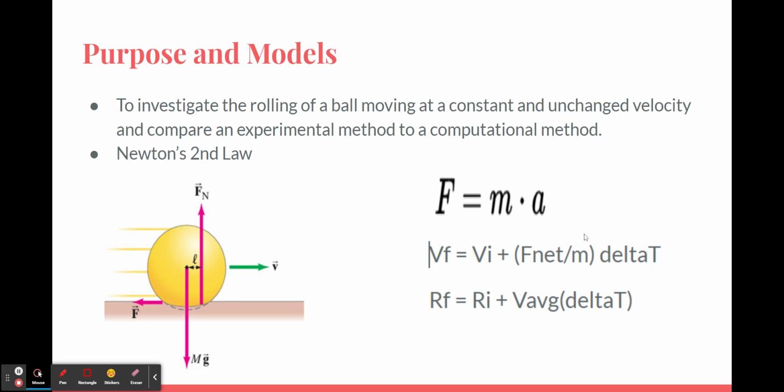On the right, we have three formulas. The first is Newton's second law, force equals mass times acceleration. The second is the updated velocity formula. And the third is the updated position formula. We're going to be using the last two in our computational model that will be discussed later.